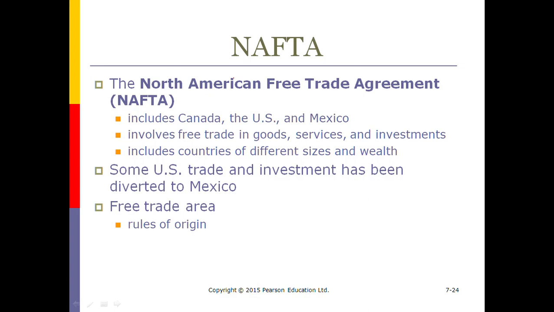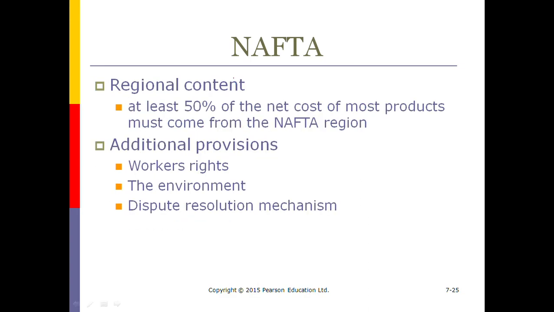It follows the FTA, that is, the free trade area. That means between these countries there would not be any tariff. Of course, there is a rule which they follow. The rule is called the rule of origin. That is, the goods must have originated from these three countries, Canada, the US, and Mexico, to take the benefit of the free trade area. As a regional content requirement, at least 50% of the net cost of production must come from the NAFTA region. In addition to that, there are some other provisions, like workers' rights, the environment, and a dispute resolution mechanism, which have been agreed upon between these countries.